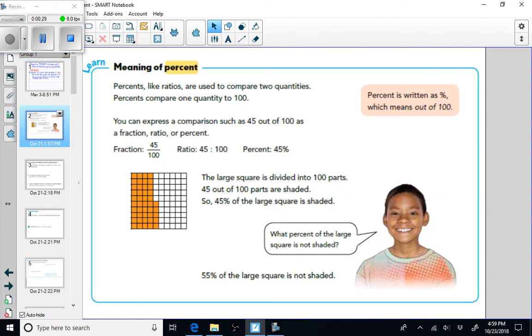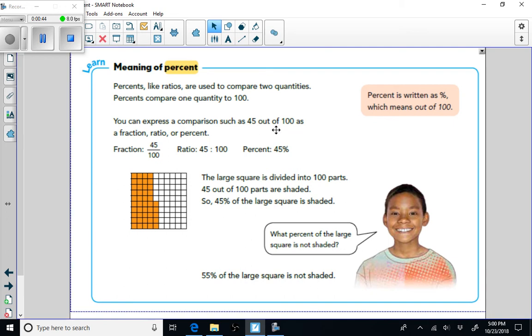So if I look at the word percent and an example, 45 out of 100. Well, 45 out of 100 is 45% because the word percent means out of 100. So 45 out of 100 would be the same as 45%. If you have a square that's divided into 100 smaller squares, 45 out of the 100 smaller squares are shaded in, right? That represents 45%.